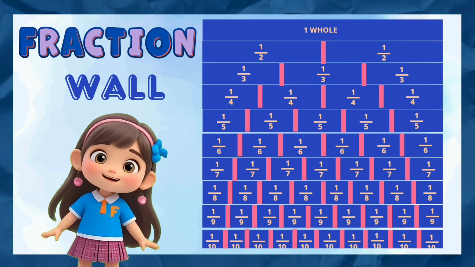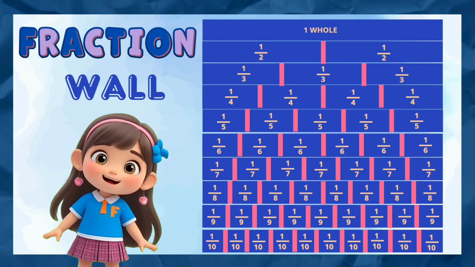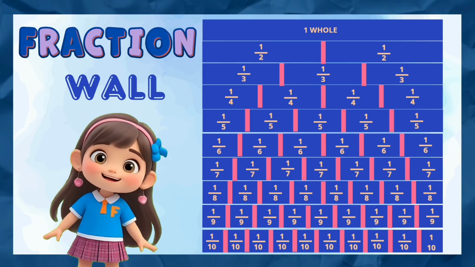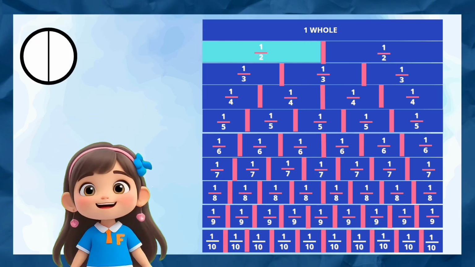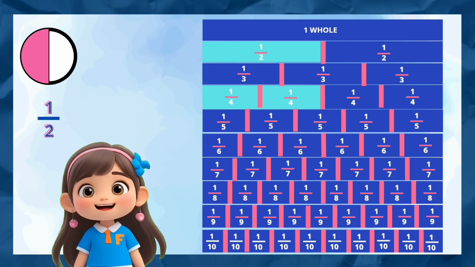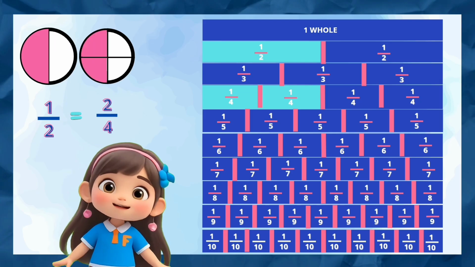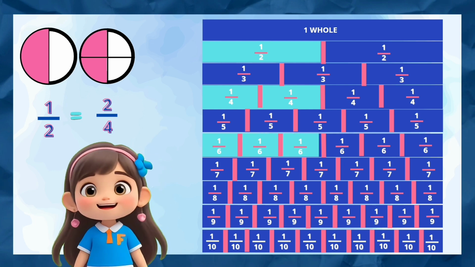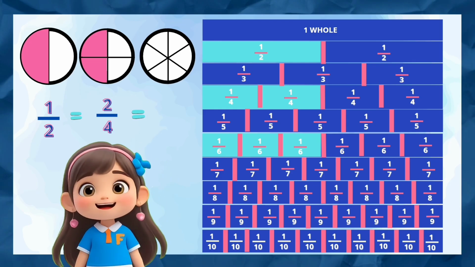When we looked at equivalent fractions using the circles, we discovered that 1 half is the same as 2 quarters. Let's see if that is true on this fraction wall. So here is 1 half, here is 1 quarter, and 2 quarters. As you can see, they both show the same amount on the fraction wall. Can you see the next fraction that is equivalent to 1 half or 2 quarters? If you say 3/6, you will be correct.